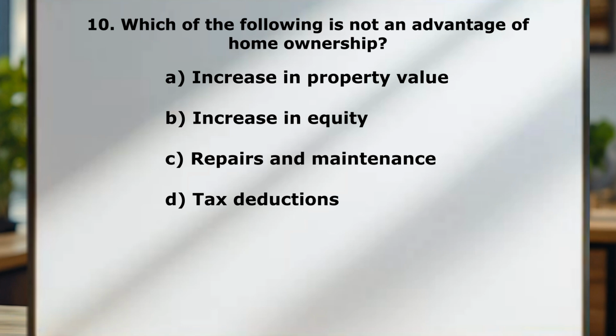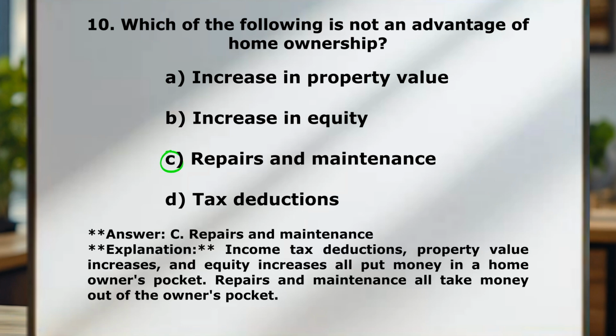And so here the answer is C, repairs and maintenance. Nobody likes to pay money for repairs and maintenance on their home. Obviously, the other three items are beneficial of home ownership. So yeah, answer C, repairs and maintenance.